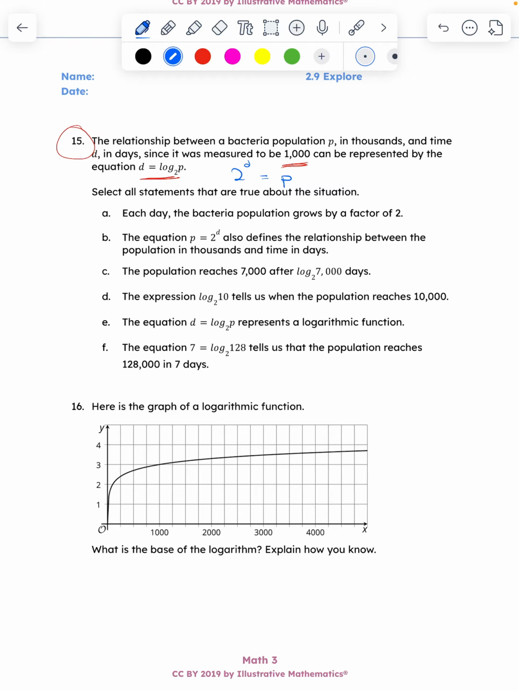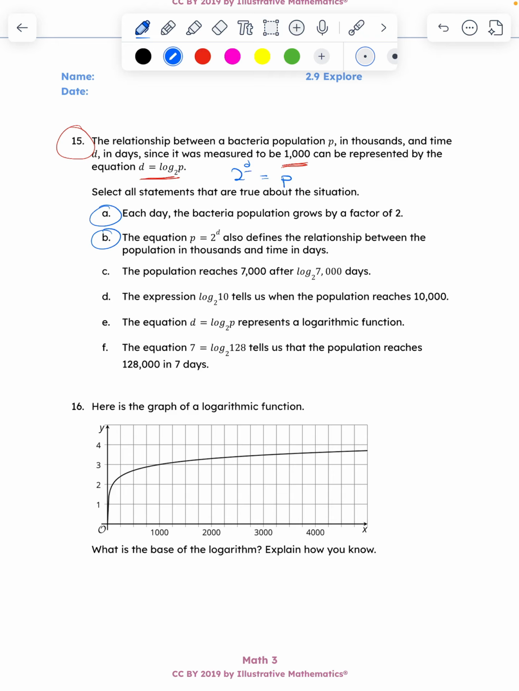So now we can analyze using our 2 equivalent expressions and see which statements are true. It says each day the bacteria population grows by a factor of 2. Well, that's true, right? Each day I multiply by 2. I take 2 to that power, right? So I love it. The equation p equals 2 to the d also defines this relationship. I just said it did. That's what happened when I wrote it in exponential form, so I love that too.